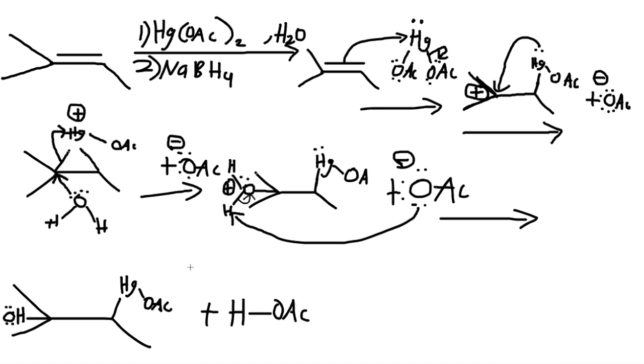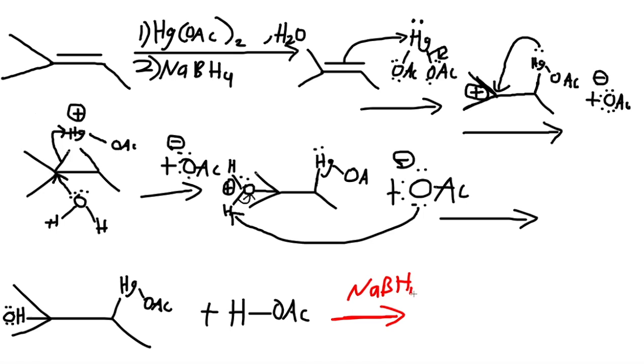So now we are done with the oxymercuration step. Oxymercuration means adding the OH and the mercury on the structure, which we have done. Now for the demercuration step, meaning removal of mercury, we would react this with our other reagent on the second step, which is NaBH4. So react this with NaBH4.